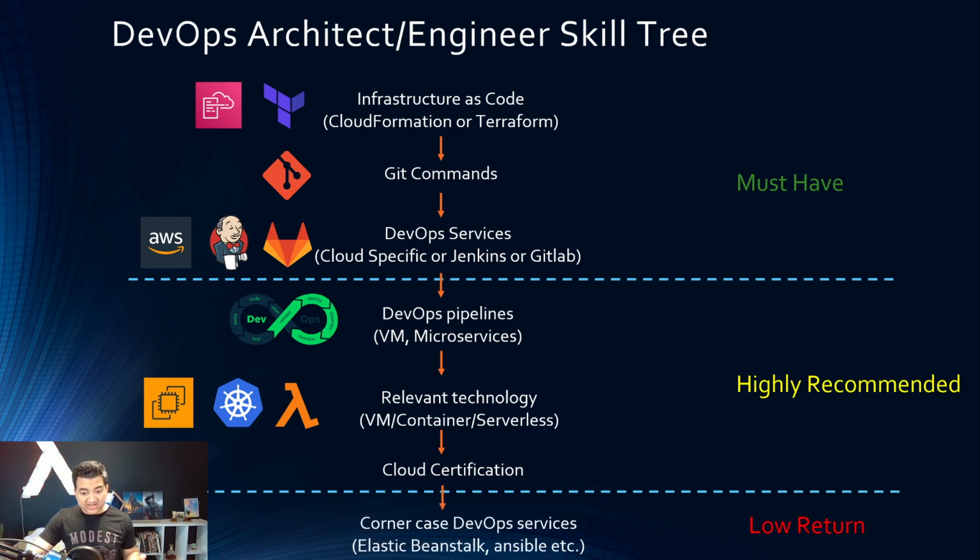Now on the low return stuff, we have corner case DevOps services, such as Elastic Beanstalk, Ansible, Chef, Puppet, etc. Only do this if you have time.